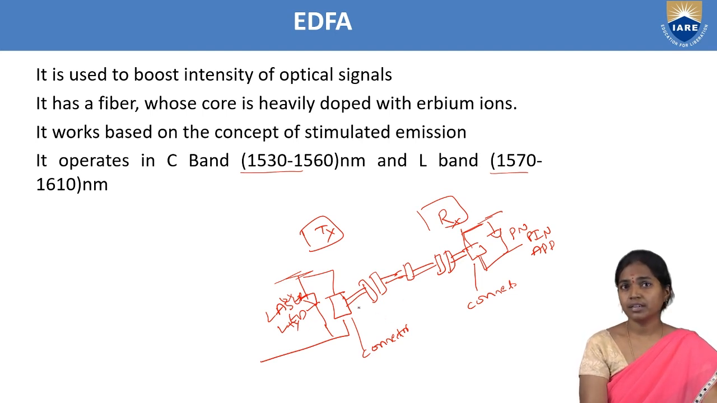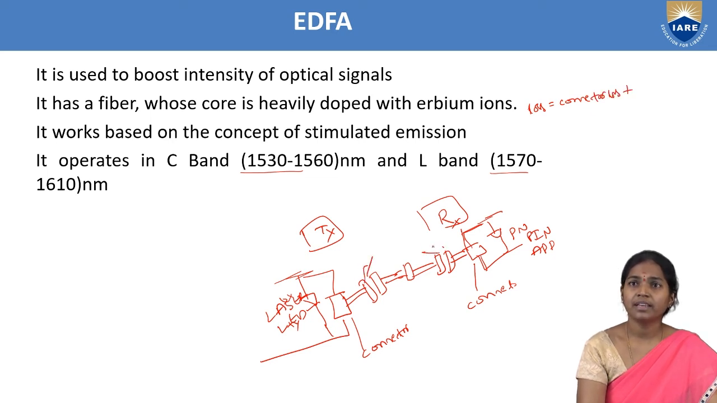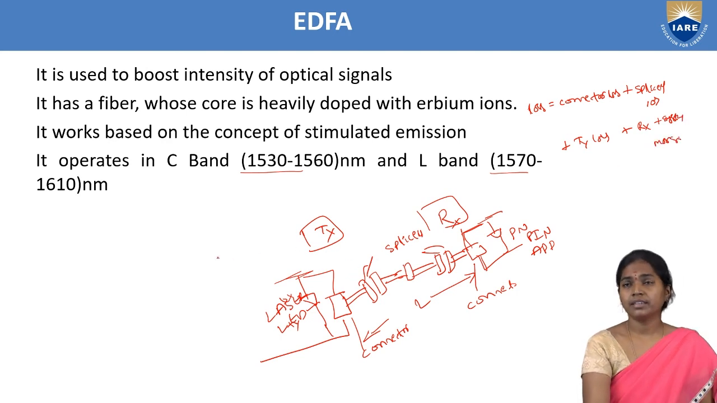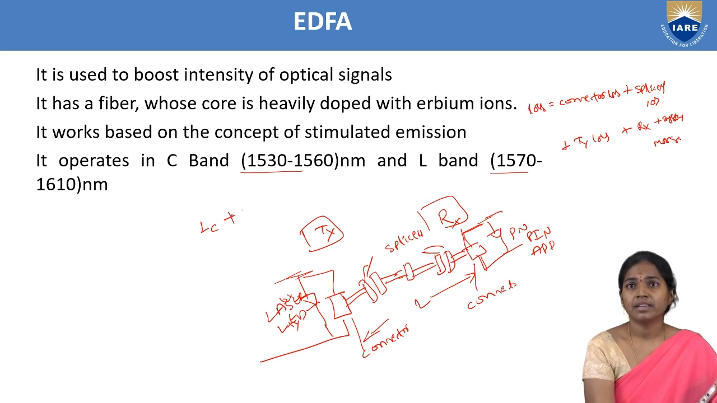What are the losses that occur in this? Basically the losses are the connector loss, the splice loss, and the length of the optical fiber, which we represent with L. The total loss is the connector loss plus splice loss, plus transmitter loss plus receiver loss, plus system margin. Here the connector loss is represented by LC and the splice loss by LSP, along with the transmitter loss and receiver loss.